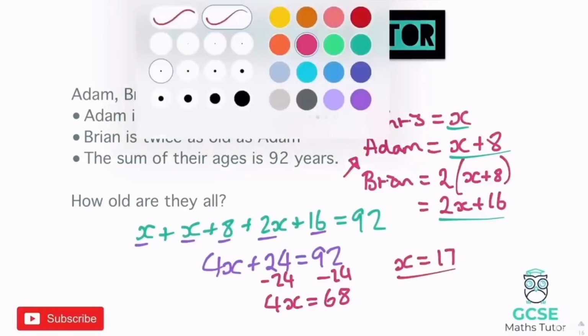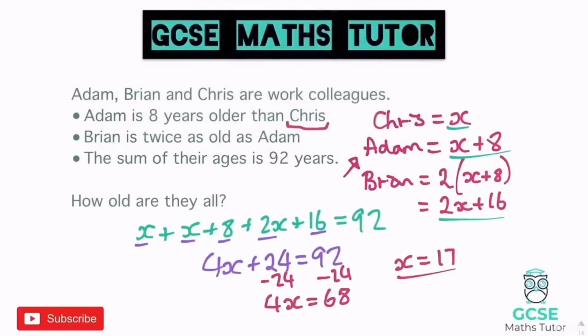So it does say how old are they all, so we could finish this off and say, well, Chris was x, so Chris is 17. Adam was x plus 8, so Adam would be 17 plus 8, which is 25. And then Brian is twice as old as Adam, so Brian would be 50, double 25. A nice little quick check there, you could just add those all up. 50 plus 25 is 75, plus the 17 is 92. So I'm happy that that works, it meets all those criteria.